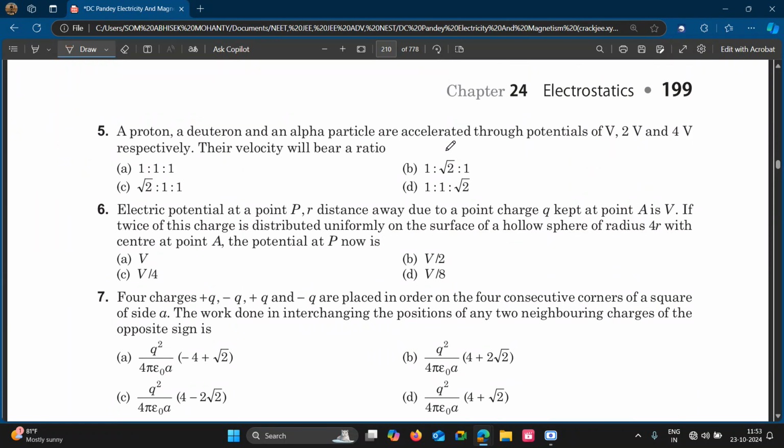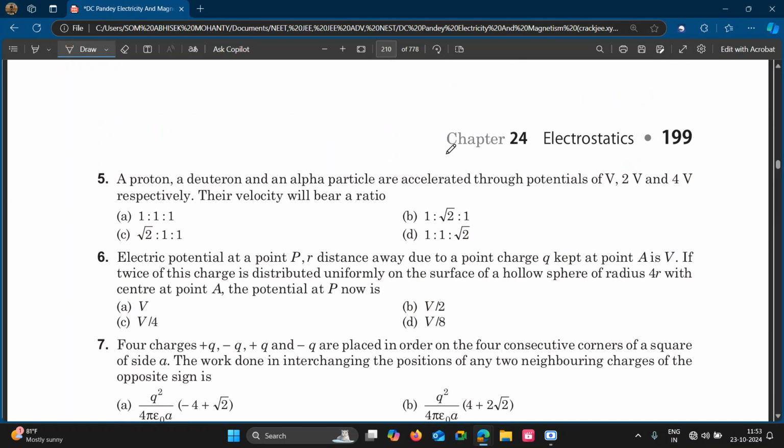Next. A proton, a deuterium, and an alpha particle are accelerated through potentials of V, 2V, and 4V respectively. Their velocities will be in the ratio? The proton charge is e, the deuterium charge is e, and the alpha particle charge is 2e. They are accelerated through potentials V, 2V, 4V. The velocity will be in a ratio.